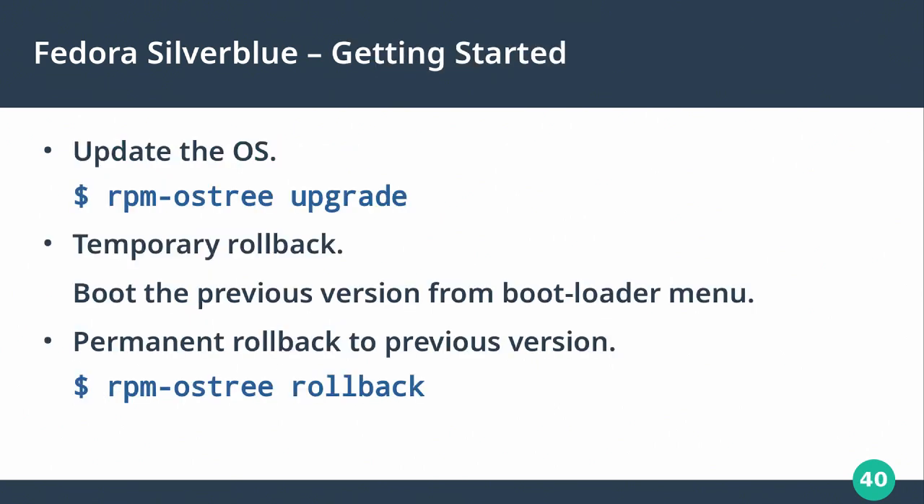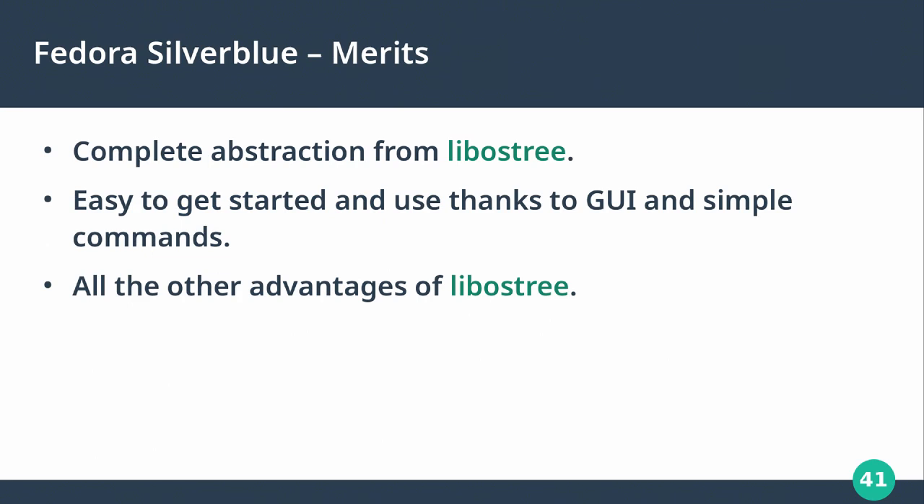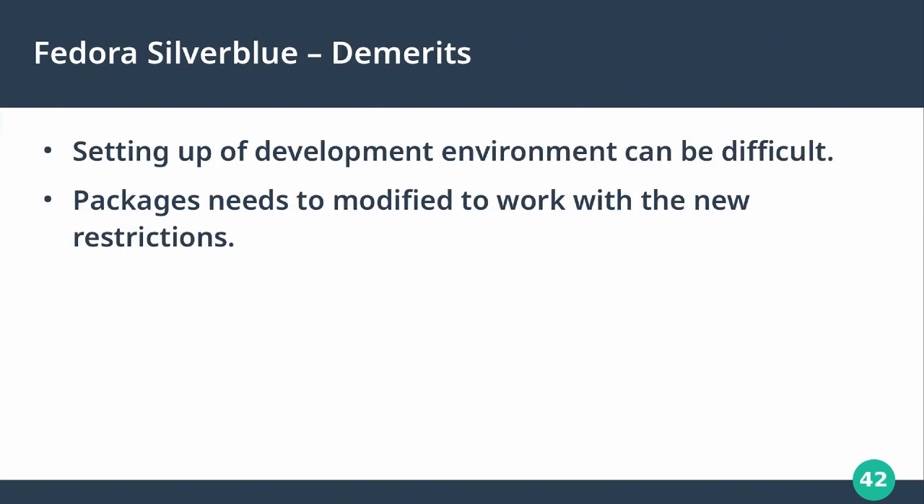So these are some commands. To upgrade the OS, you use rpm-ostree upgrade, and to roll back, you simply use rpm-ostree rollback. The advantage is, as I said, it uses libostree underneath, so the user may not be aware of the libostree things at all. Fedora takes care of everything for them, and it deploys a simple GUI and all of the advantages of libostree. The demerit is that development in Fedora Silverblue can be difficult, because since the file system is read-only, most of the packages have to be changed to make sure they adapt to the OSTree setup.